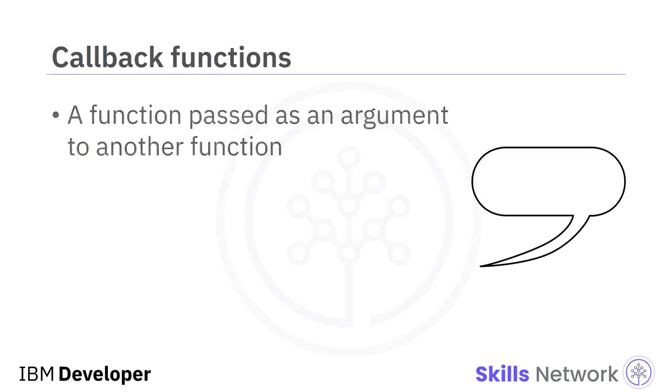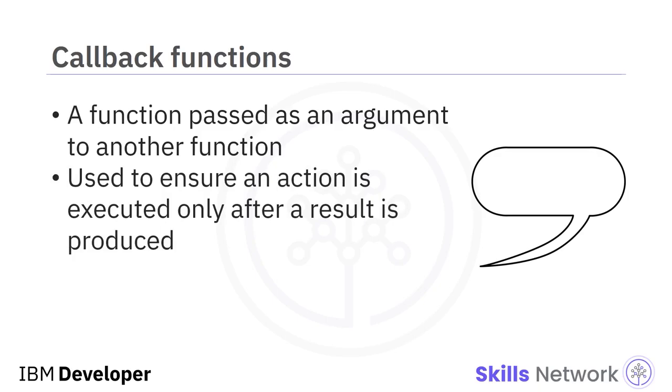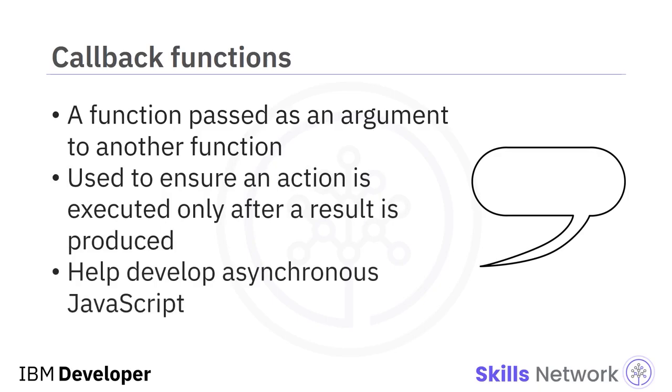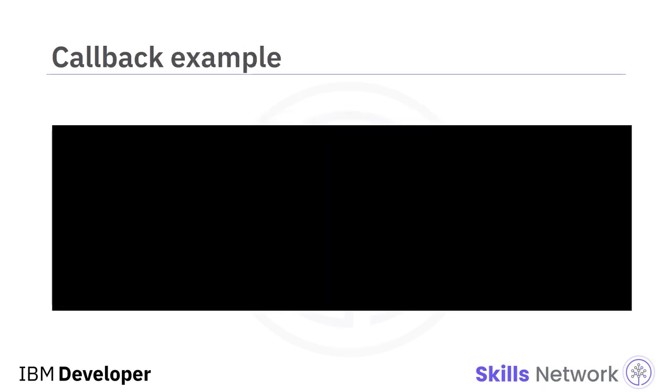Recall that a callback is a function that is passed as an argument to another function that executes the callback based on the result. They are basically functions that are executed only after a result is produced. Callbacks help us develop asynchronous JavaScript code. Callbacks make sure that a function won't run before a prerequisite task is completed.